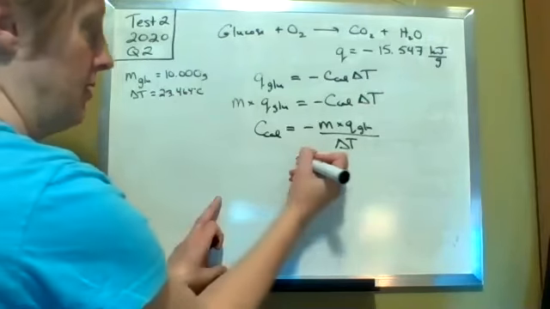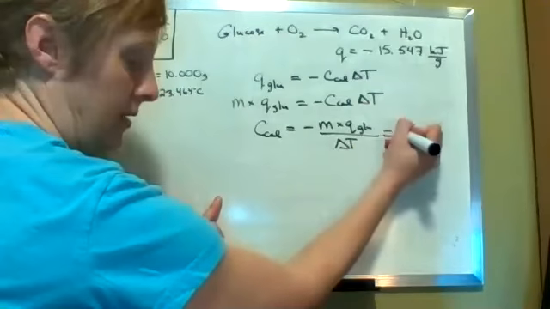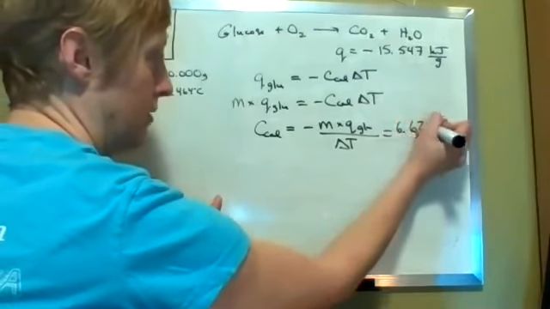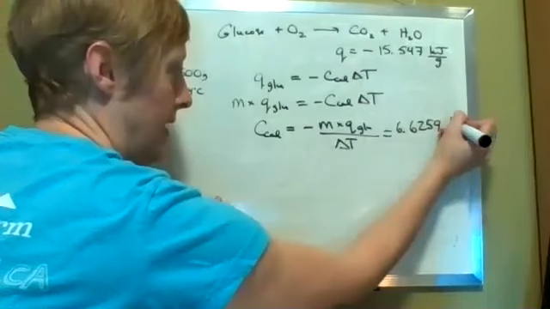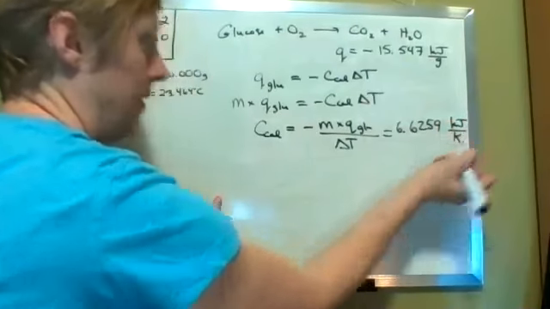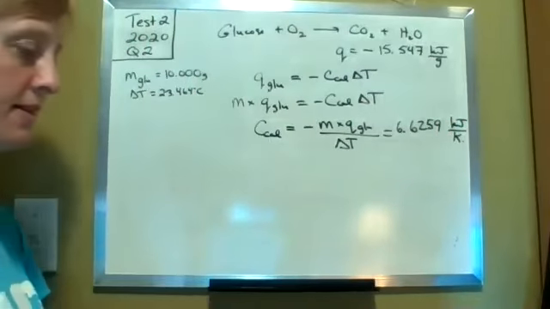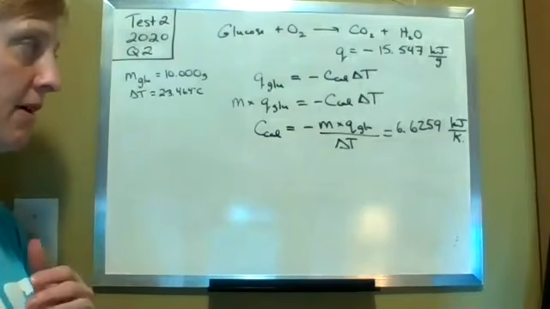So you end up with an answer of 6.6259, and that is kilojoules per Kelvin. So there is the heat capacity of our calorimeter.